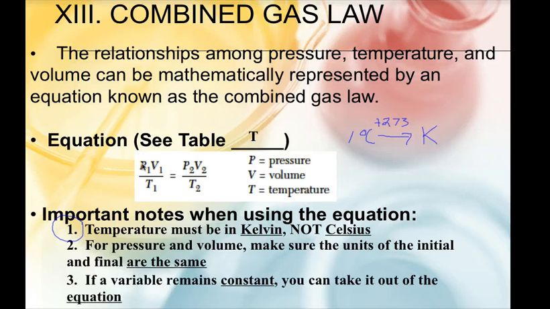If a variable remains constant, you can take it out of the equation, and you'll see this. If they give you a question where they say volume is constant, what you would do is you'd use this formula, but just cross out the V's, and you'd be left with the part of the formula that you need. Or if they said to you that temperature is constant, that means that T1 and T2 are the same. You can exclude them from the equation, and you would just have to use the top. And you'll see this as we do some practice problems.